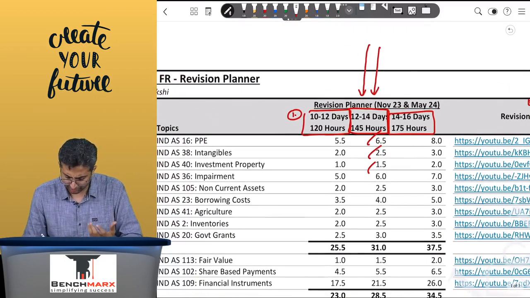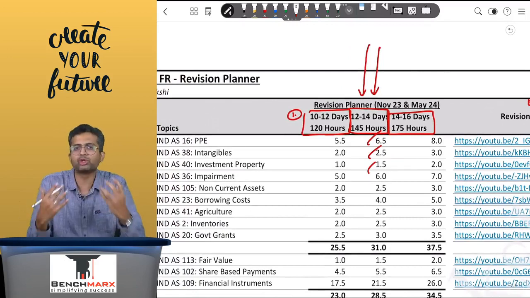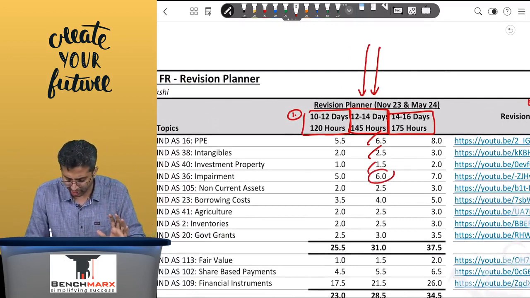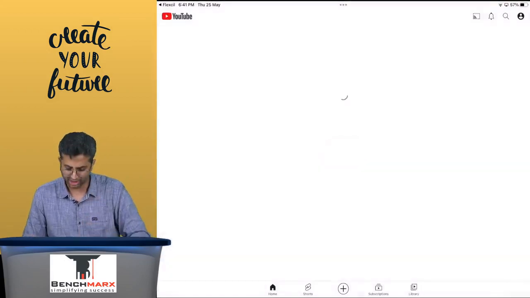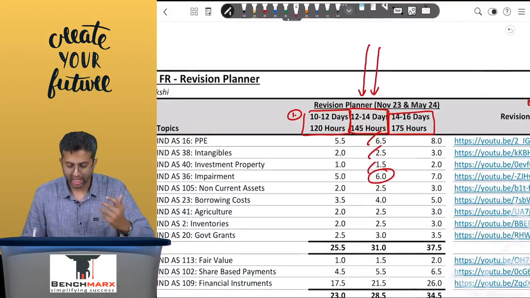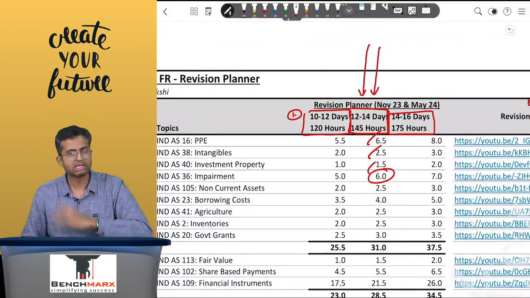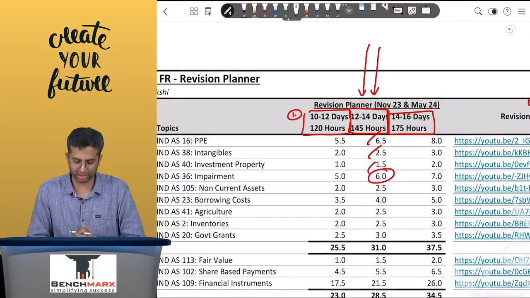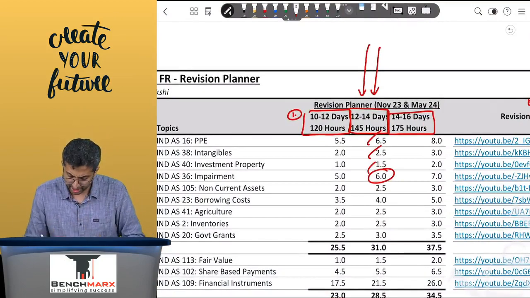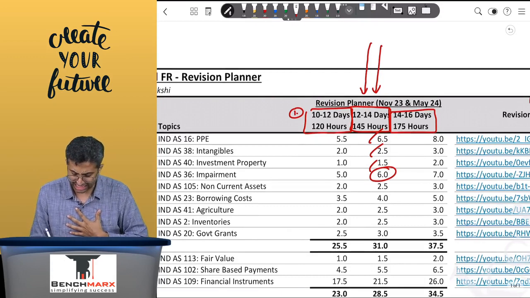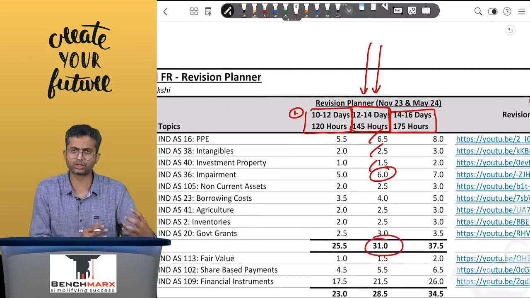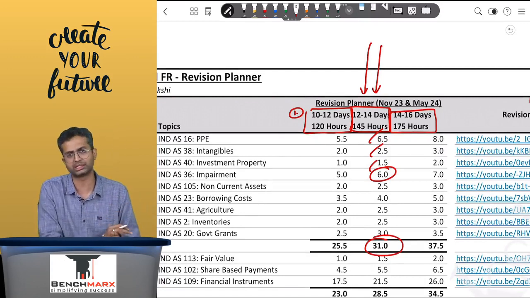Similarly, you have all of these other standards. If you are probably not as good in impairment, you can say, okay, on an average it should take 6, but I'll take 7 hours. For example, let us say, 7 hours on impairment. So you have that range in front of you. So for all of these asset linked topics, I would say approximately 30 hours is a good amount of time to complete all the asset linked topics.